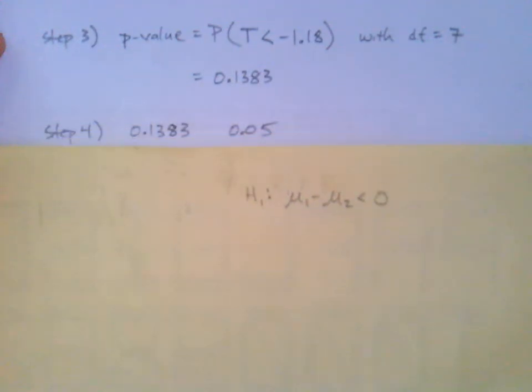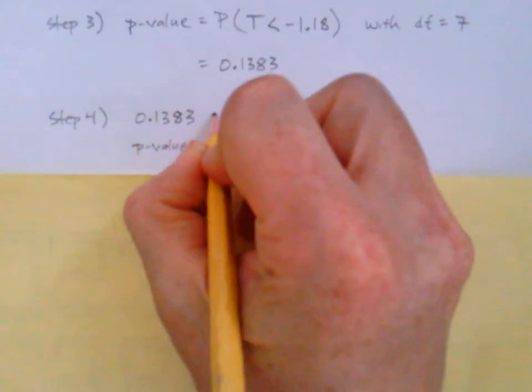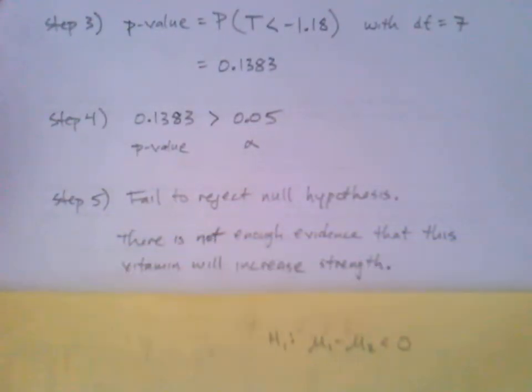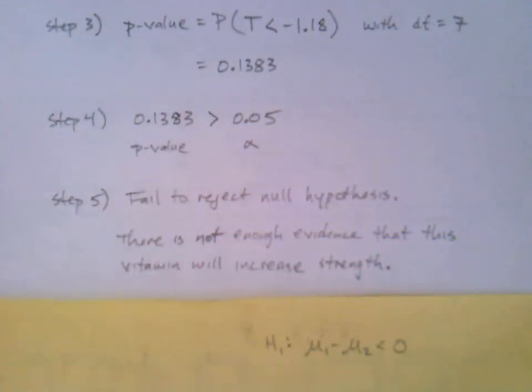And okay, moving on to step 4. Let's compare our p-value with alpha. Well, our p-value is bigger here. No question about it. So if the p-value is bigger, which decision do we make? Reject or fail to reject? We fail to reject this null hypothesis. There is not enough evidence that this vitamin will increase strength.